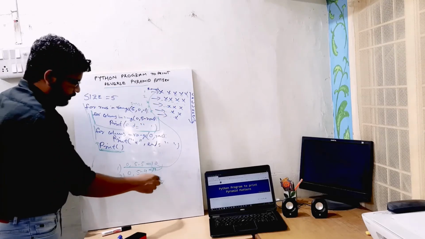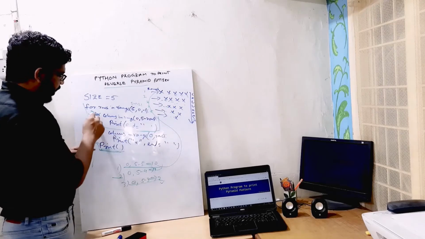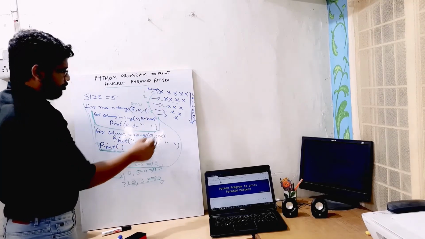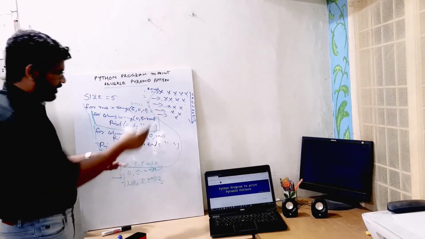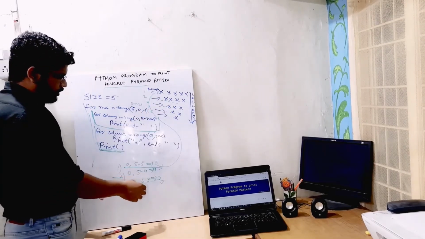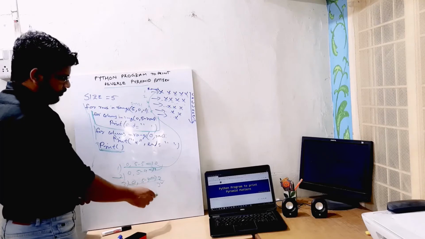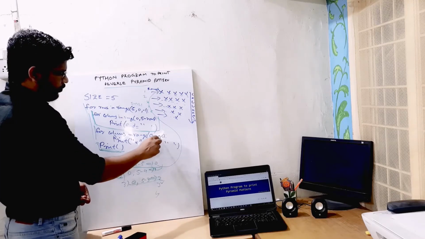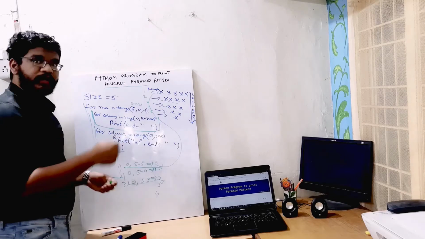In the third iteration, similarly, it will print 2 spaces. After printing 2 spaces, it will exit this. Then rows will become 3, and it will print 3 stars. Similarly, in the next iteration, it will have 3 spaces, after that it will have 4 spaces. Similarly, it will print 2 stars, then 1 star in the subsequent iterations.